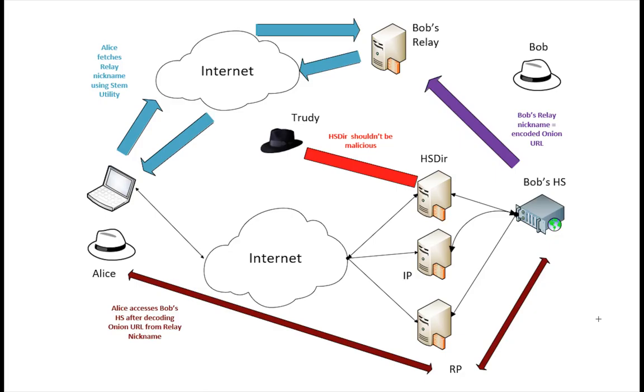The topic for this presentation is obscure communication using a Tor relay and a hidden service. So Alice and Bob here want to communicate in an obscure fashion. Bob owns a Tor relay and he's also hosting a Tor hidden service. And Alice wants to access this hidden service.